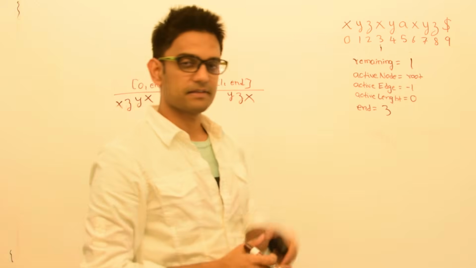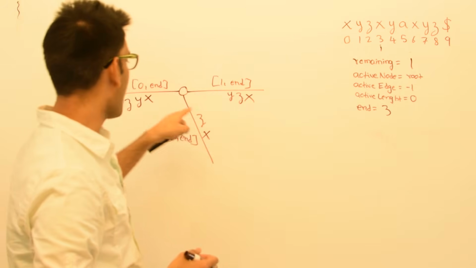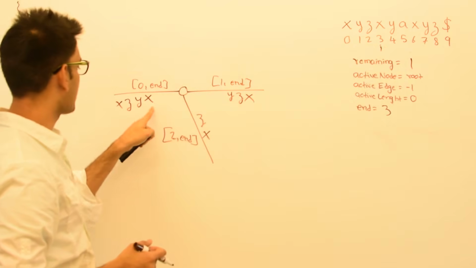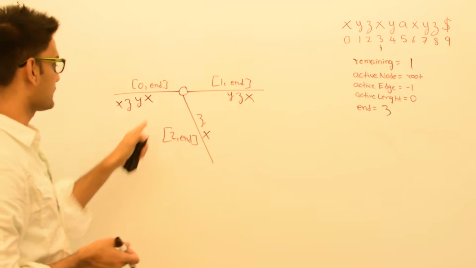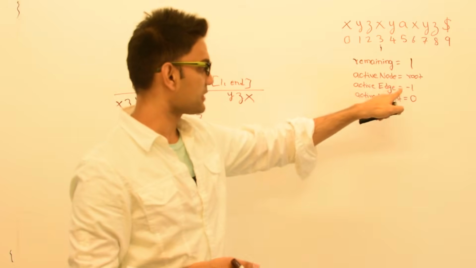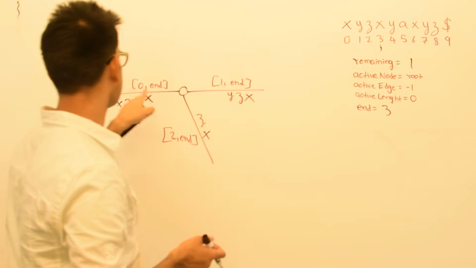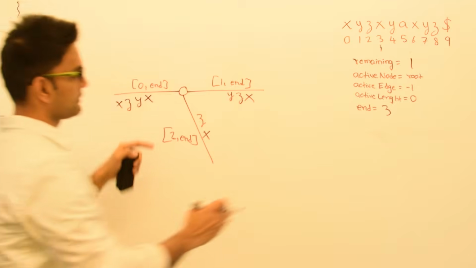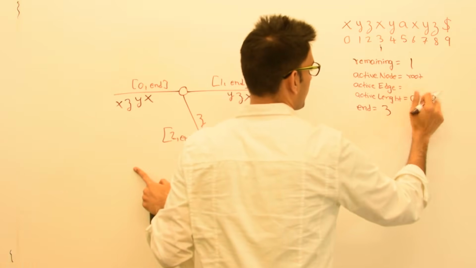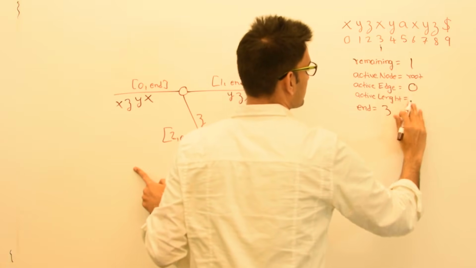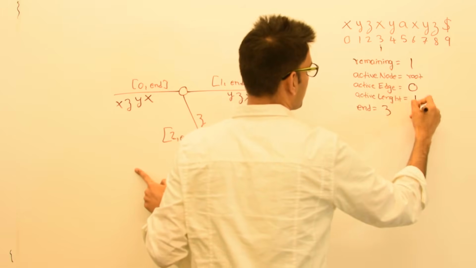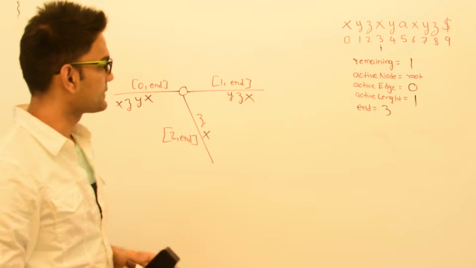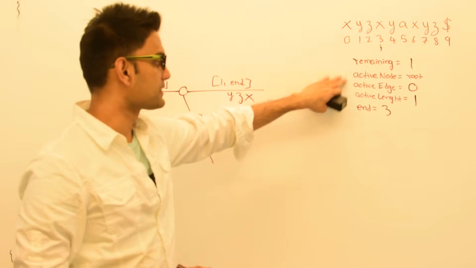So now since the active length is 0, we check is there a path from root starting with x. So there is this path. So what happens here is at this point, we change our active edge to be 0, which is the start index of this edge, so that's 0. So active edge becomes 0, and active length gets incremented by 1, so that becomes 1.